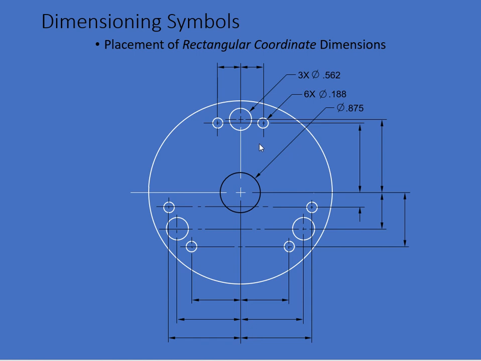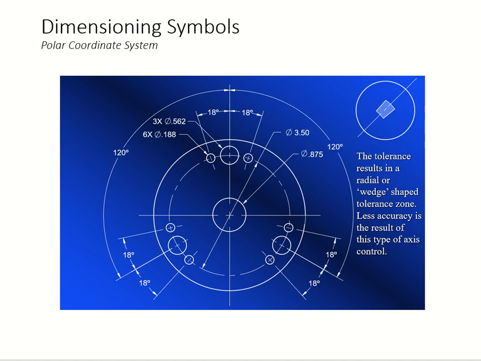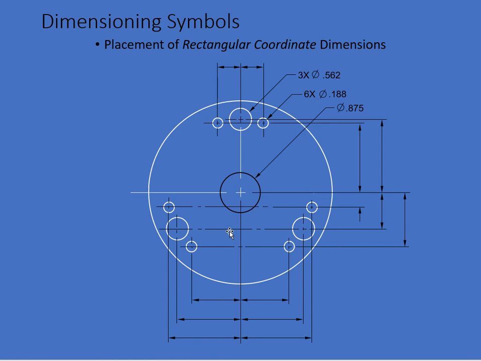Here you can see the rectangular coordinate dimensioning. See how center to center are dimensioned in rectangular extension lines and dimension lines. It's a little bit different from this polar coordinate system dimensioning. It's kind of messy. This is cleaner to see.